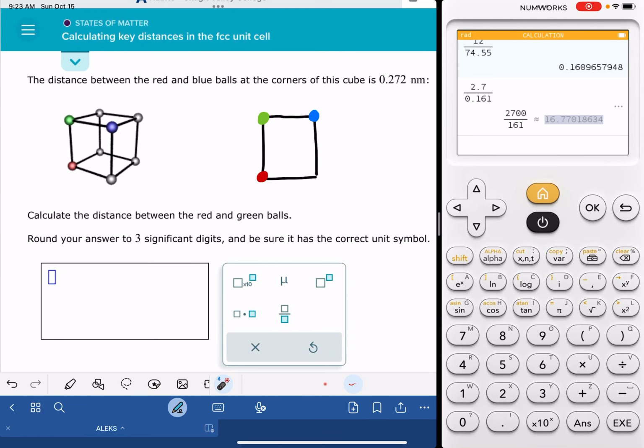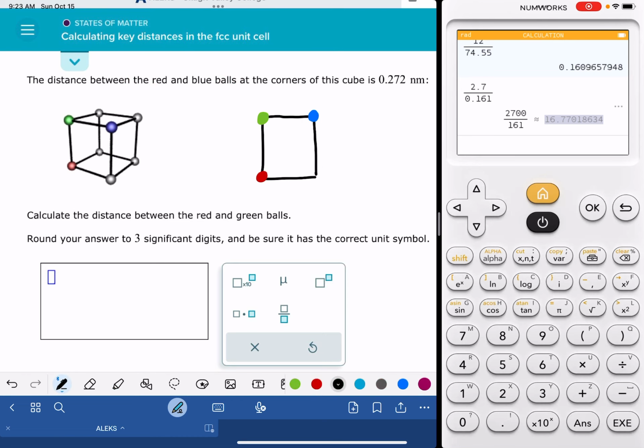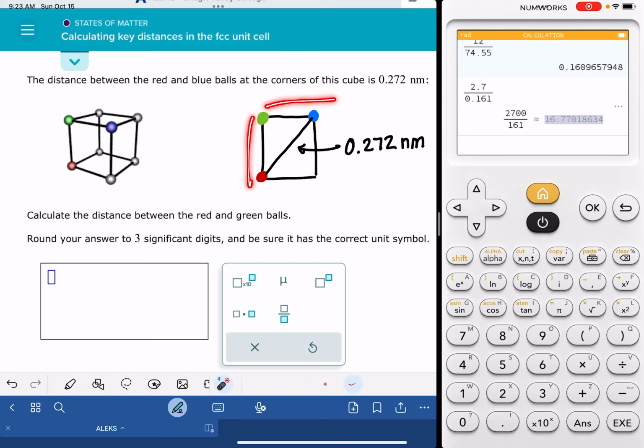So ALEKS is going to give you the distance between two of these three corners. For me, I've been given the distance between the red and the blue. That's this distance right here. I'm just going to go ahead and sketch that in, and that is 0.272 nanometers. And then it's going to ask you to calculate the distance between two other corners. So for me, it's asking me to calculate the distance between the red and the green.